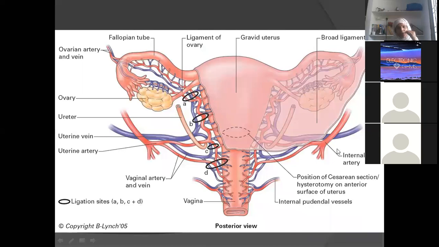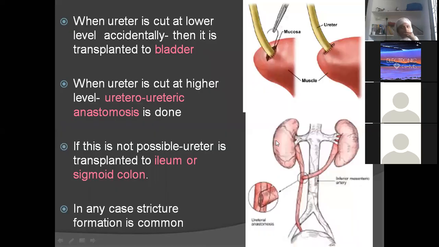Okay, so this was the picture I was trying to tell you. When the ureter is cut at the lower level, generally in case of any cancers or any trauma or injury, we can choose a new point of entry. When the ureter is cut at a lower level accidentally, then it is directly transplanted to the bladder, or the right ureter and left ureter can be directly connected like this. But if you still find it difficult, you can directly connect the ureter to the ileum or sigmoid colon. That means urine will come out through the rectum and anal canal.